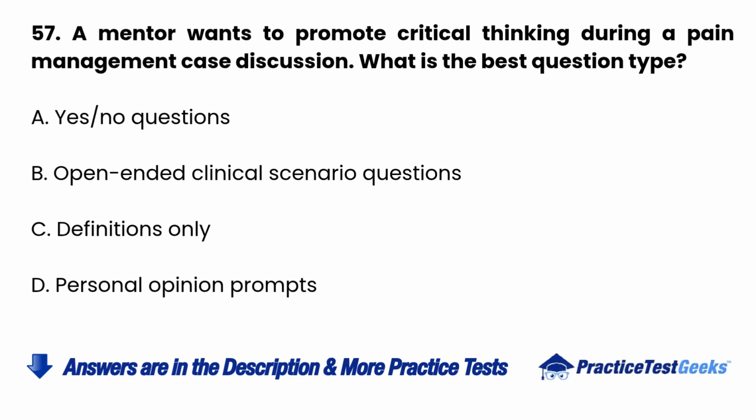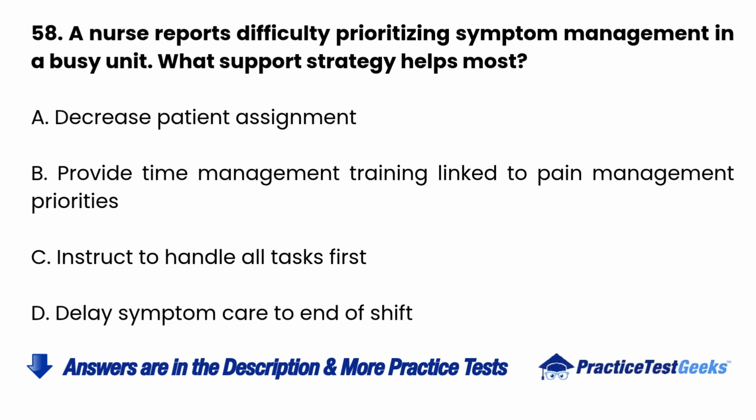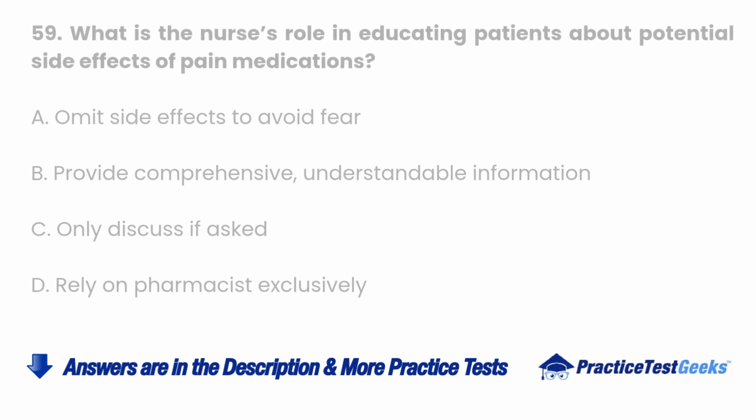C. Definitions only. D. Personal opinion prompts. 58. A nurse reports difficulty prioritizing symptom management in a busy unit. What support strategy helps most? A. Decrease patient assignment. B. Provide time management training linked to pain management priorities. C. Instruct to handle all tasks first. D. Delay symptom care to end of shift.